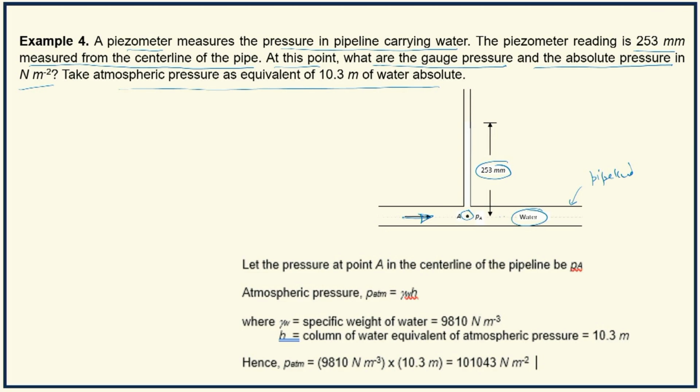So you are asked to find out what is the gauge pressure at this point, and what is the absolute pressure at this point in Newton per meter square. You are asked to take the atmospheric pressure as equivalent to 10.3 meters of water absolute. So let the pressure at point A in the center line of the pipeline be represented as PA. So what is atmospheric pressure?